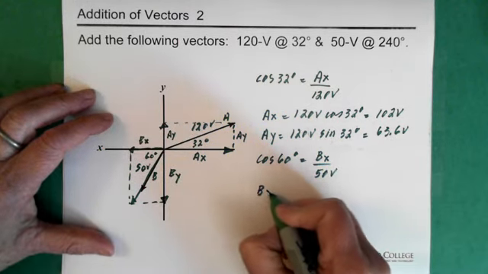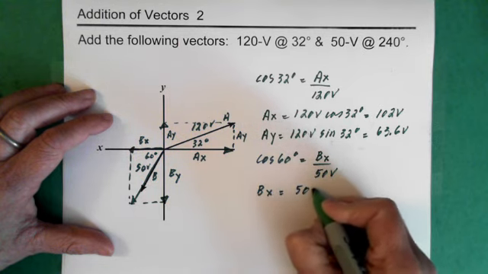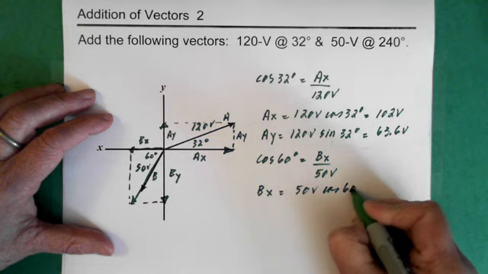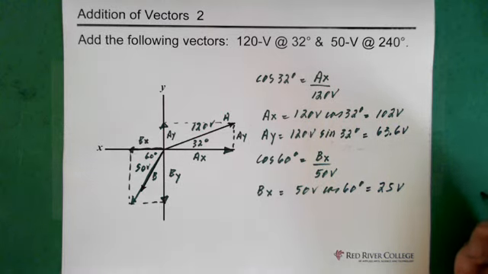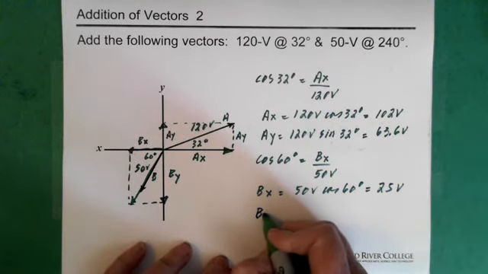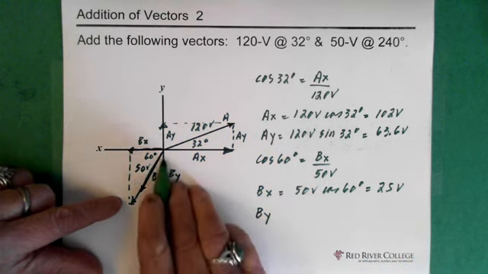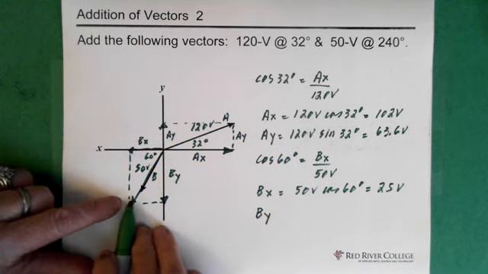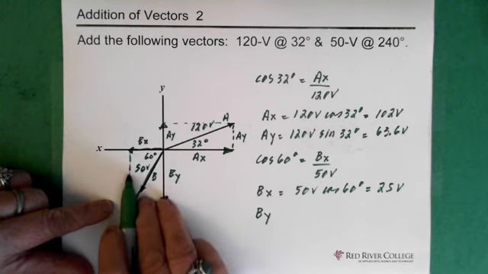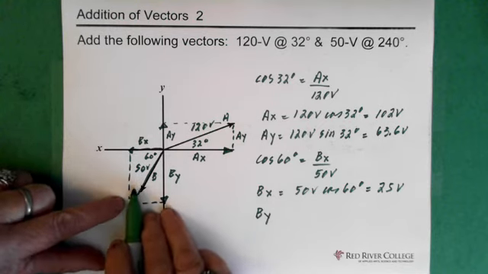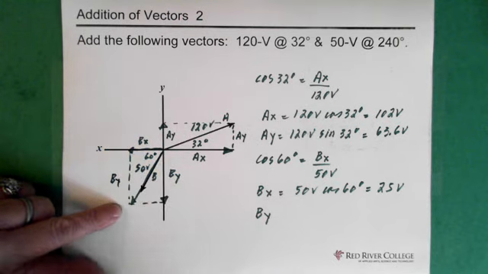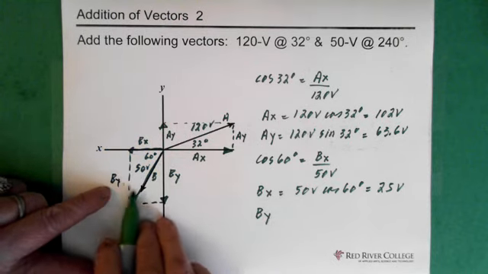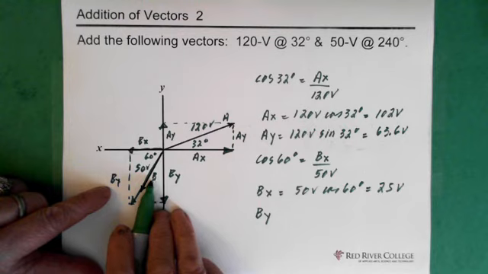So BX equals 50 volts times the cos of 60 degrees, which equals 25 volts. Now we're going to solve for BY. BY is here, but we know that it is the same length as the opposite side of this triangle, all right? So then BY over our hypotenuse is the sine. So we can use the sine to solve for this.